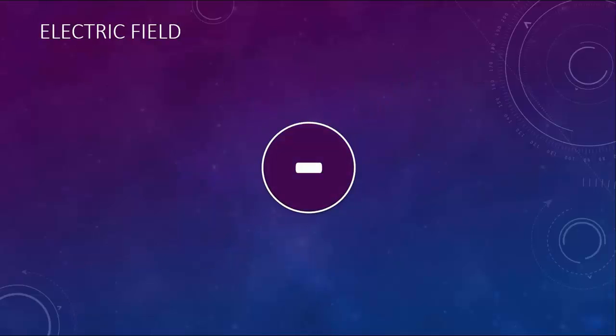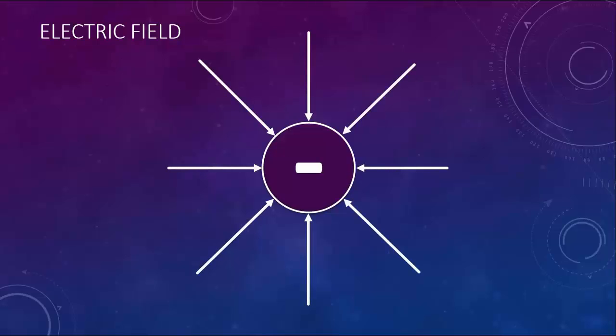One more example. Here's a negative object. And again, I want us to imagine that we're going to bring a second charged object nearby, and like before, we're going to imagine that it's a positive charge. If we put a positive charge below this, it'll feel a force up. If we put it above, it'll feel a force down. If we put it on the left, it'll feel a force to the right. If we put it on the right, it'll feel a force to the left. Any place we put this positive charge, it will feel a force toward our negative object. This leaves us with an electric field map that looks like this.